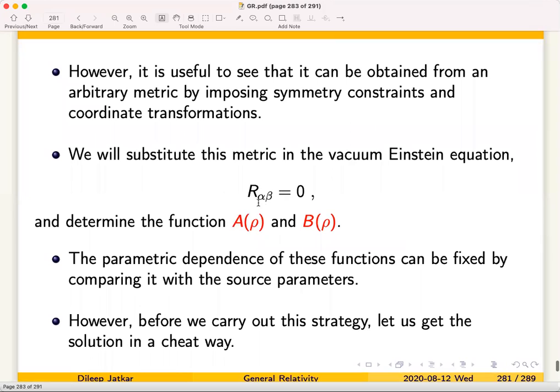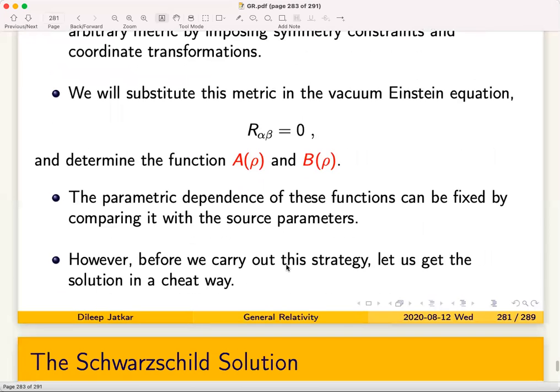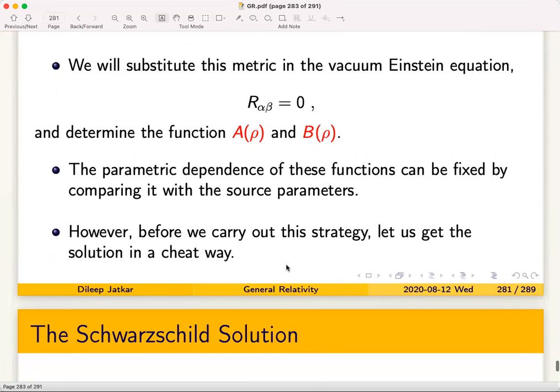Fine. So now what actually happens is that, as I said, these are functions only of one variable, so these equations should reduce to a bunch of ordinary differential equations which are typically coupled and nonlinear, and one has to solve those coupled nonlinear equations. Besides solving them, they would of course contain some arbitrary parameters, exactly the way we solved in the electrostatics case. We will determine those parameters by comparing with the parameters of the sources. In this particular case, we have only a single point source. Okay, fine. So as I said, we will follow a cheat way first, and then we'll arrive at the rigorous solution.